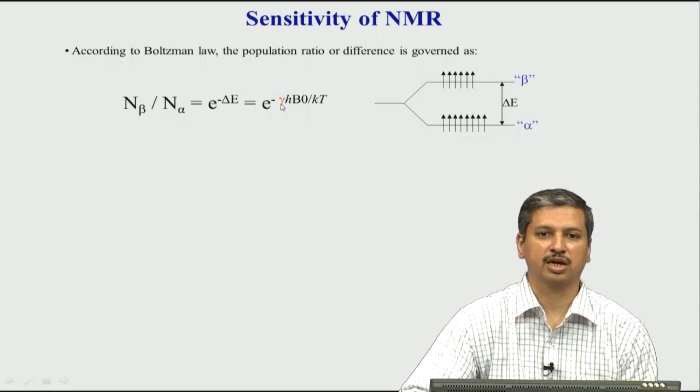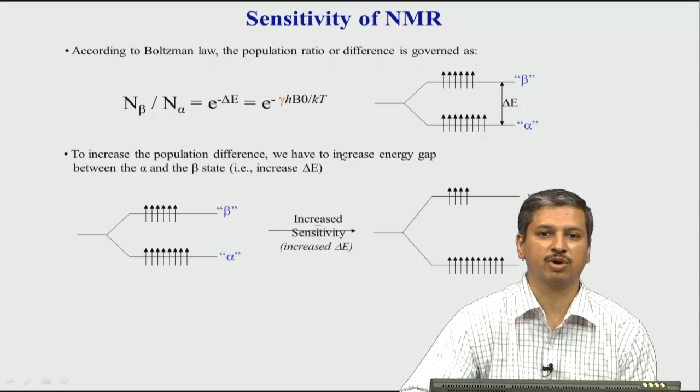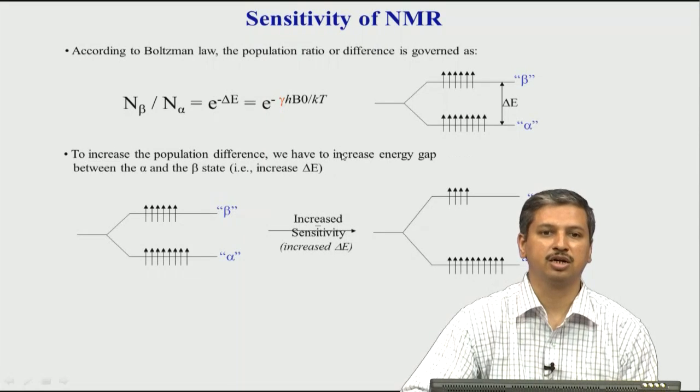Here you can see I can either increase gamma, which is a constant, h I cannot vary, but I can change B0 and make it a very high value, or I can decrease the temperature. The k and h are constants. So, if I decrease the temperature, I can also get this difference. These are the three basic parameters which determine the sensitivity.